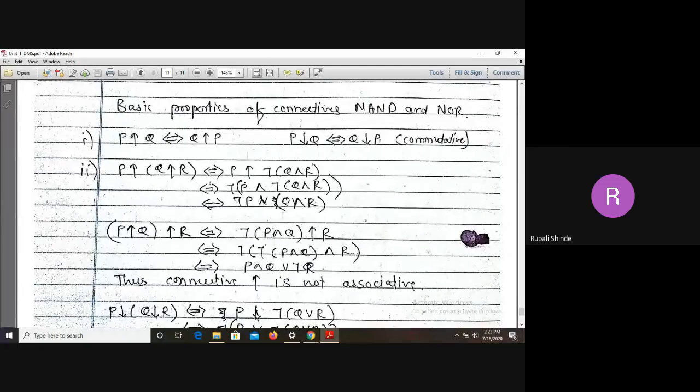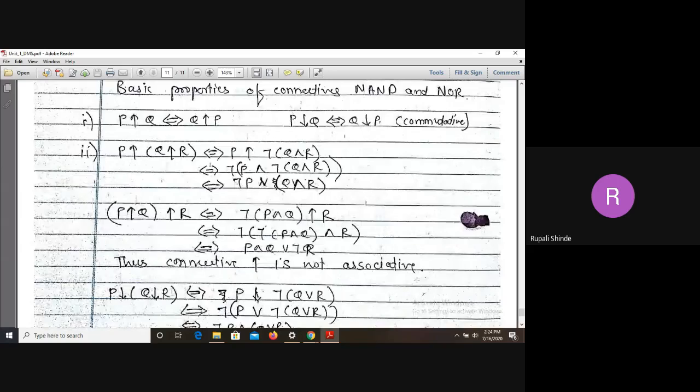Again we have to apply this negation inside the bracket, as the negation will get cancelled. You will get the answer as P and Q. Now, when you apply this negation to the AND, it becomes OR, and negation R. Now check whether the answer for these two formulas is the same. No, the answer is different. These two formulas are not the same. That's why here you can say that NAND is not satisfying the associative property, or NAND is not associative.